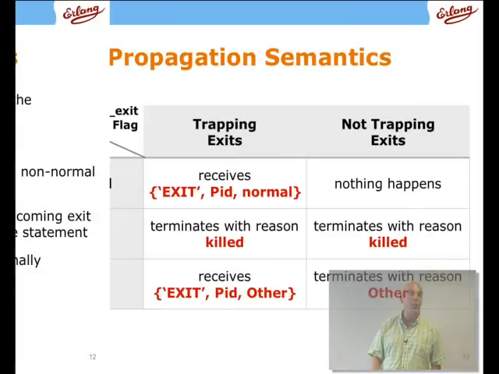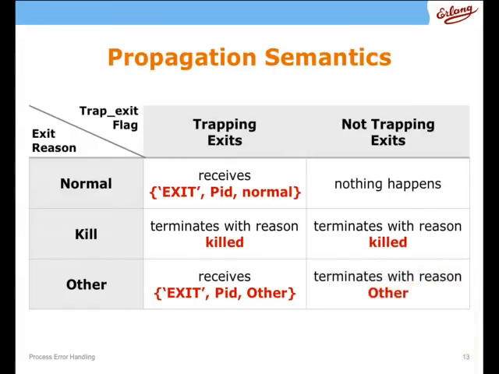Just to be clear about that, here's a table which summarizes those six different conditions. Is a process trapping exits or not? Is the termination message a normal one? Is it a kill, or is it any other? You can see there that the kill message, irrespective of trapping exits or not, results in the process being terminated. And that will propagate transitively through a system. So that's a way of bringing a whole system down.